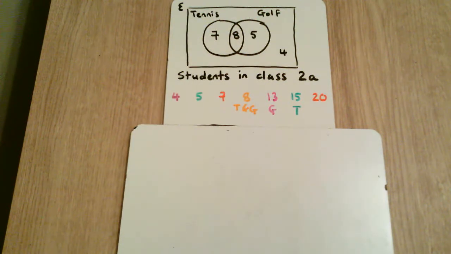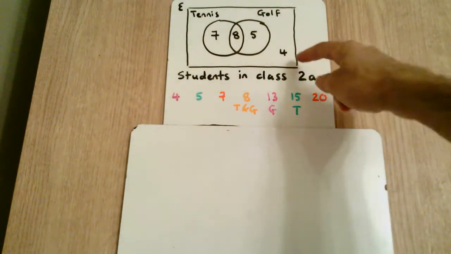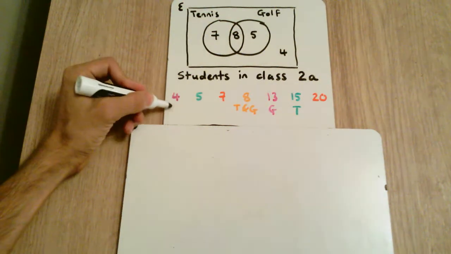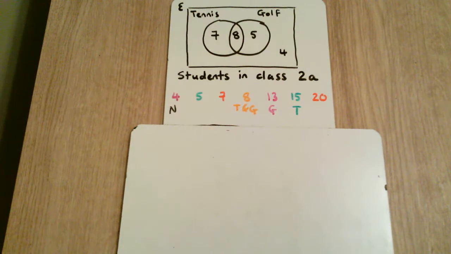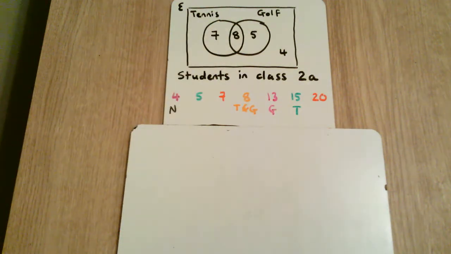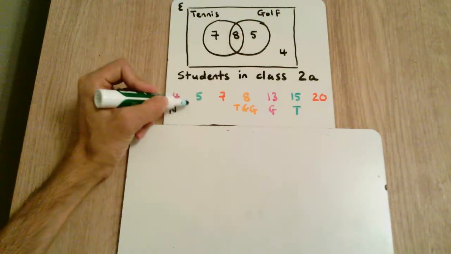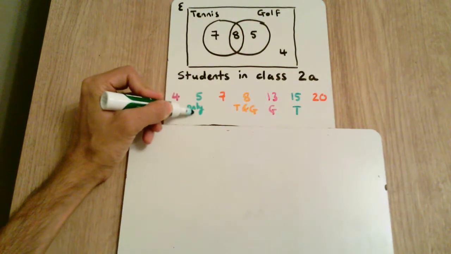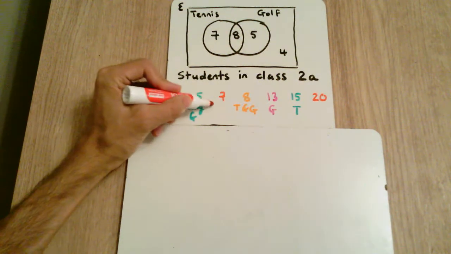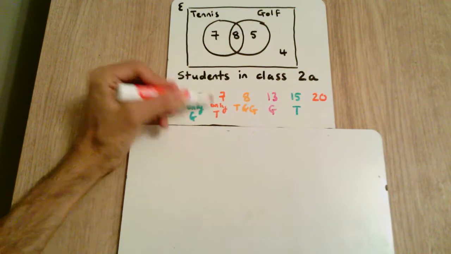Now we've got a few other numbers here. We've got the 4. Well, 4 we said play neither, so I'm just going to put a big N under that. 4 people play neither tennis nor golf. And then we look at the value of 5, 7, and 20. Well, 5 are the people that play only golf. So I'm going to put that as only G. 7 people play only tennis. So again, I'm going to put only tennis over here.